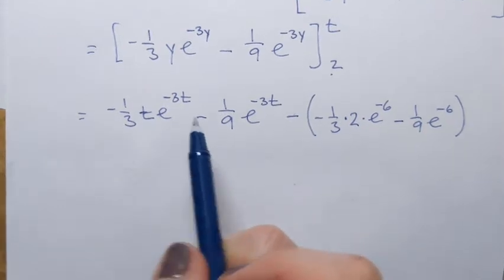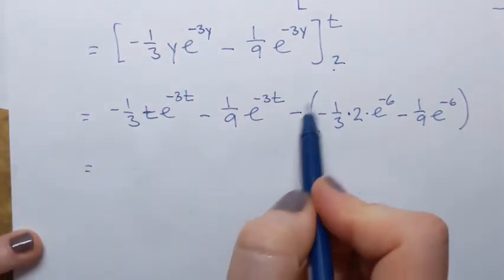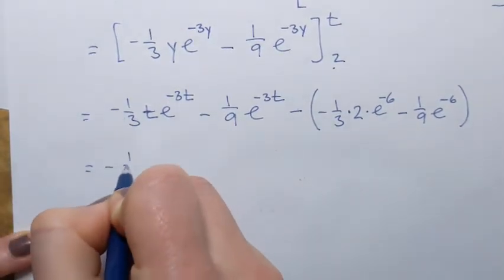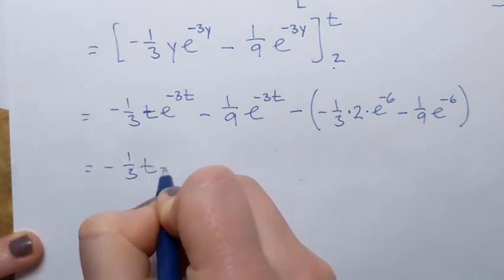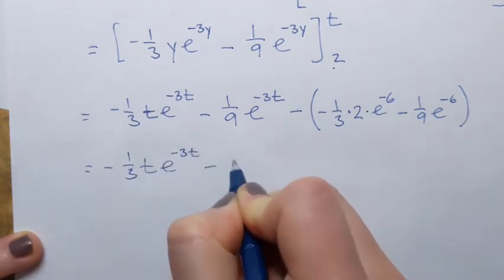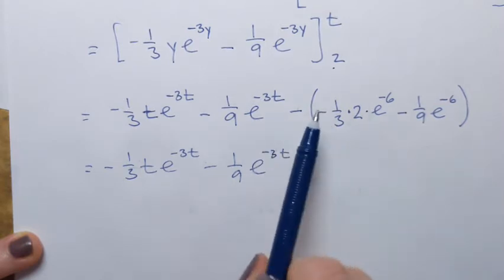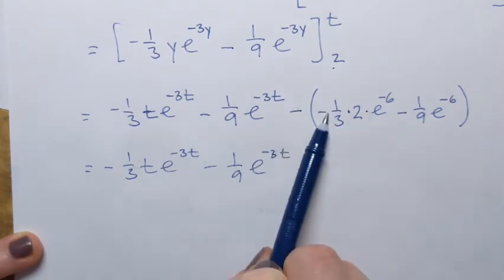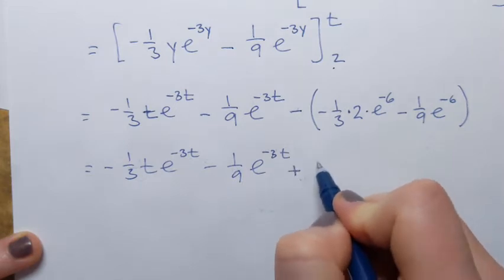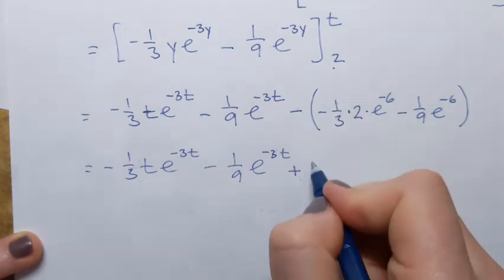Next, I will clean up this expression a little bit, so I will clear the parentheses. Negative 1/3 t e to the power negative 3t minus 1/9 e to the power negative 3t, and now I'm distributing the negative, right? So negative times negative is positive, so plus, and then 1/3 times 2 becomes 2/3.